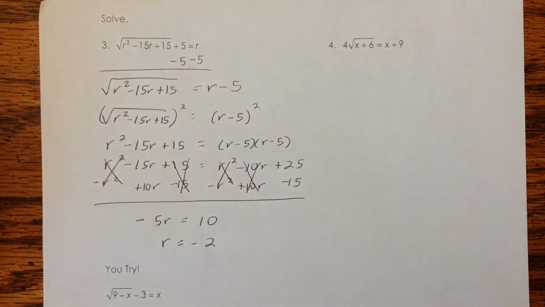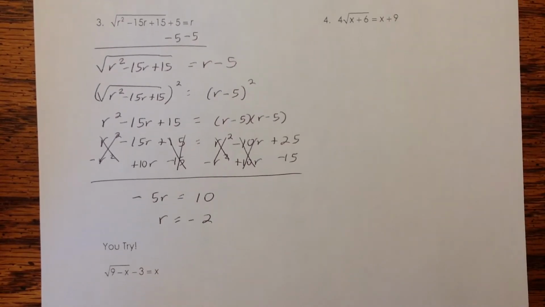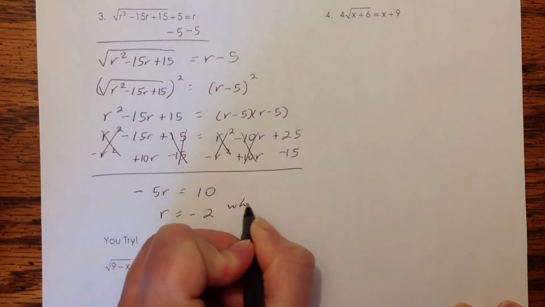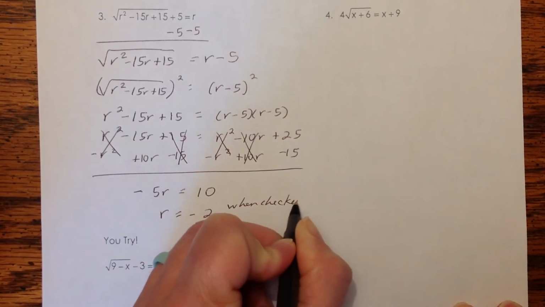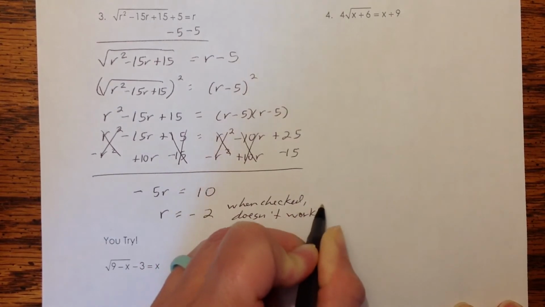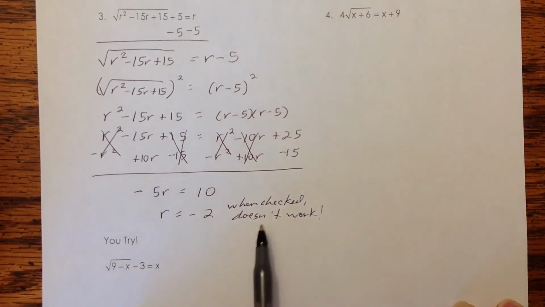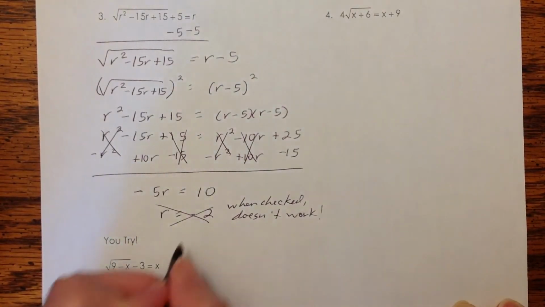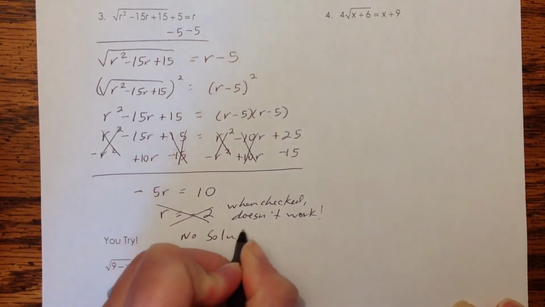Now every time you solve an equation involving a radical, you must check your work. So if we would check that r equals negative 2 in that equation, we would find that it fails. So when checked, it doesn't work. So what that means is this is the only answer we got and it doesn't work, so we end up with no solution.